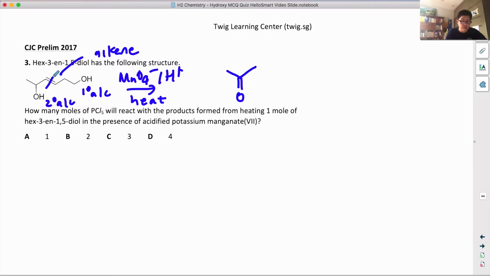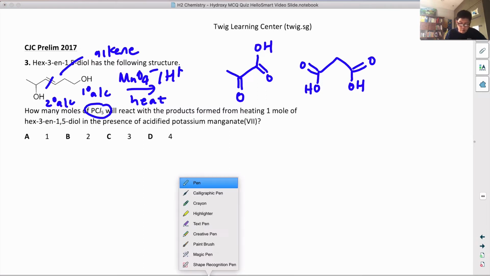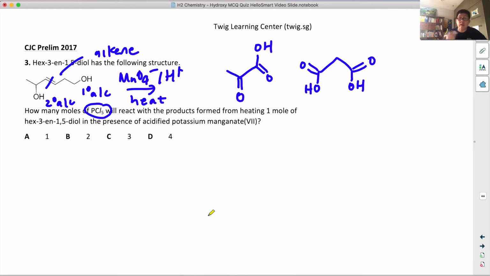over here, oxidative cleavage. You're gonna get COOH, and the other side also COOH. Can you see that? COOH on the side. And this carbon, since it's a primary alcohol, becomes a carboxylic acid. Alright, so now PCl5 will only react with any OH on a carboxylic acid or alcohol, which means it's 1, 2, and 3. Alright, so the answer should be C. So 3 of them. Alright, okay, let's move on.